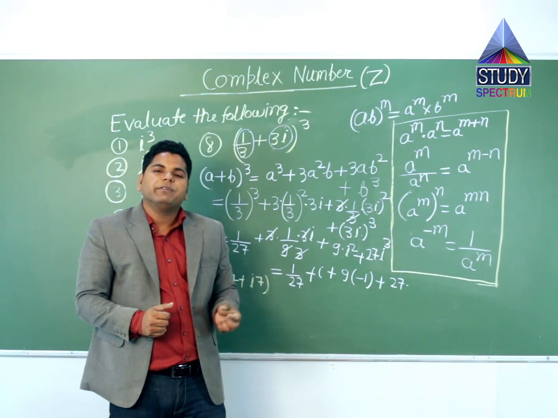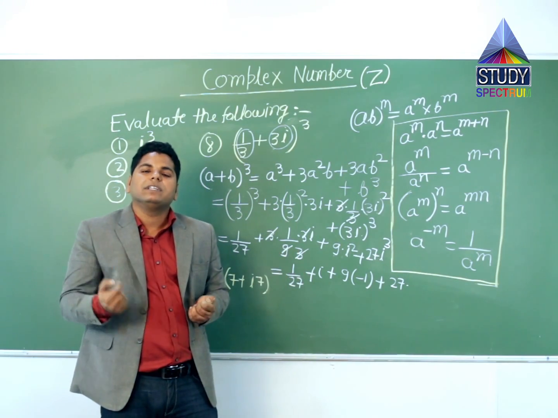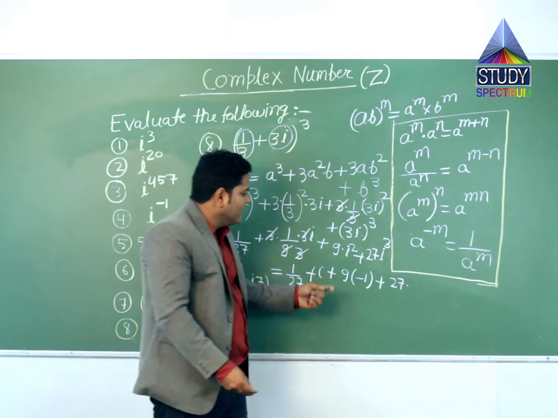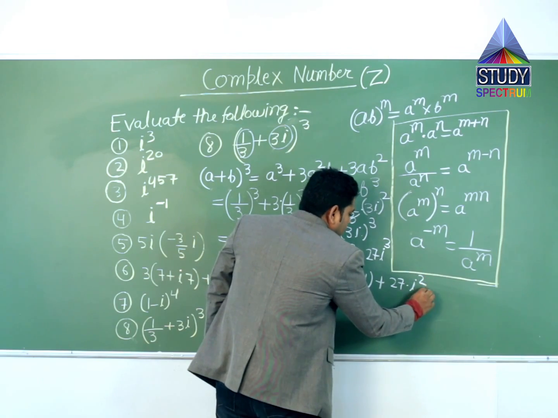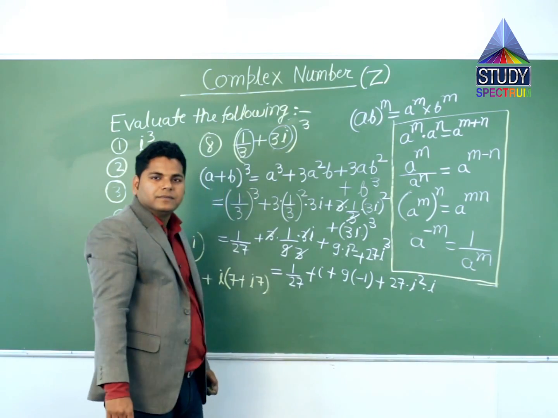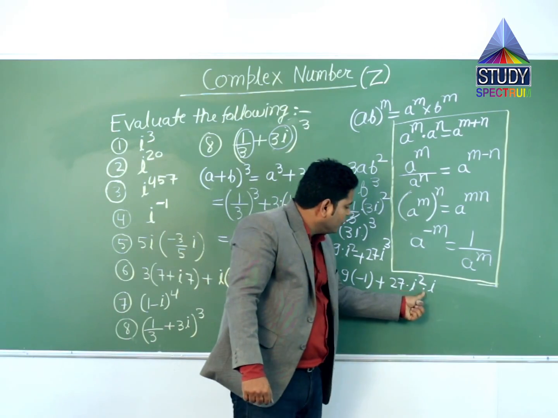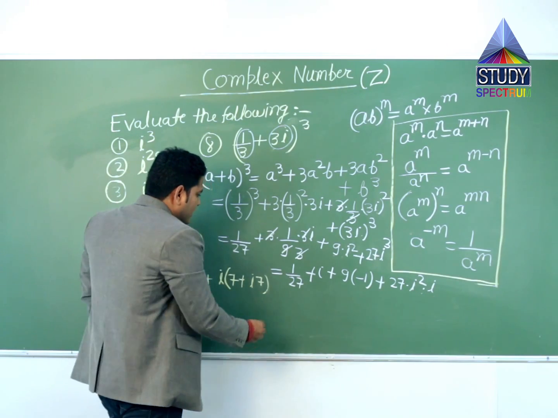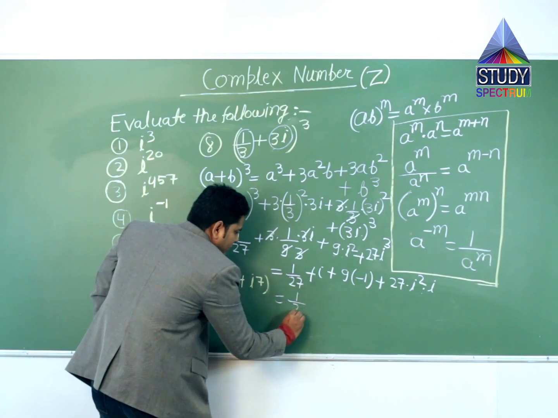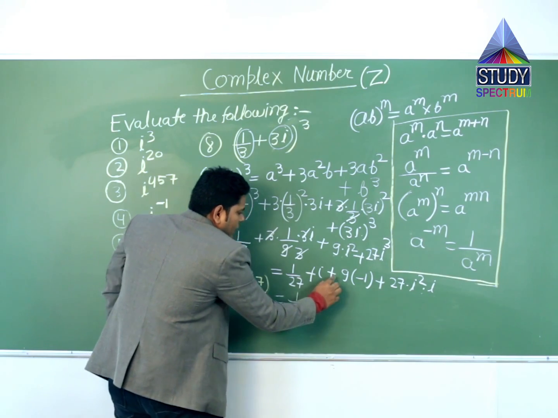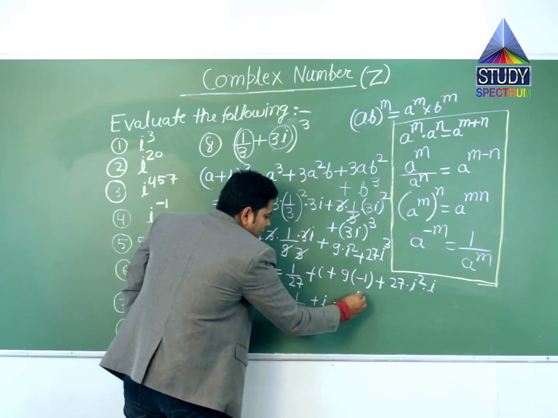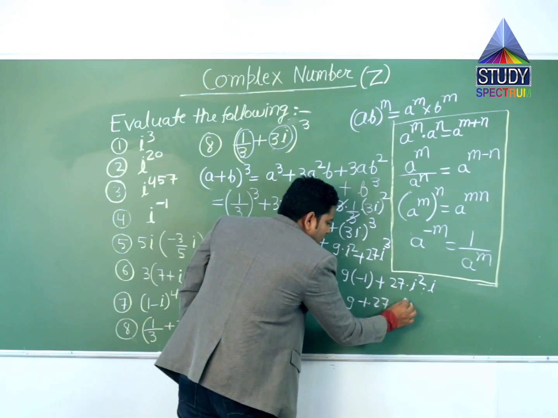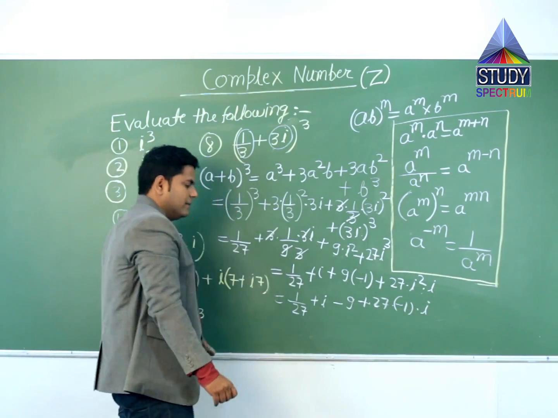So first of all we will express this in terms of exponent 2, so we will write i square into i, because if you have a to the power m into a to the power n, then the powers are added together. So we'll write here 1 by 27 plus i, plus into minus is minus and 9 into 1 is 9, plus 27 into i square is minus 1 and i is there, okay.